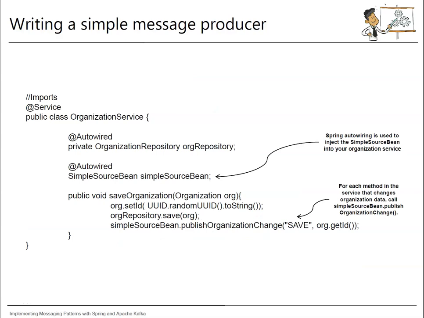Let's suppose that we want to save a specific object and notify other services that this object was changed. In the save organization method, you can see at the second line something like saving this object in the database. After this, we call the method publish organization change. This method is responsible for creating and sending a message to the broker. We pass two arguments to this method. The first is a string with the operation that we did, and the second is the identifier of this object.